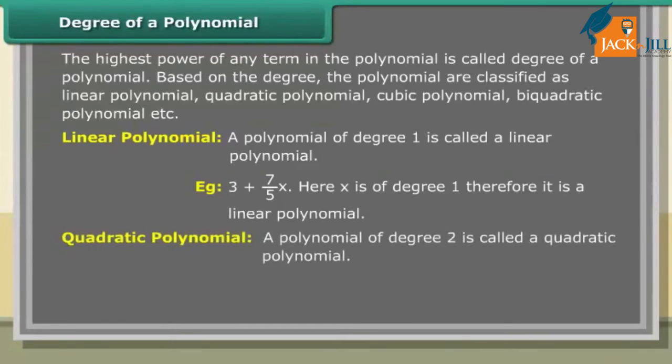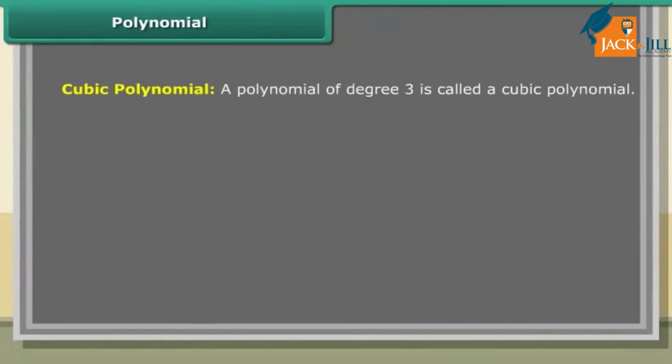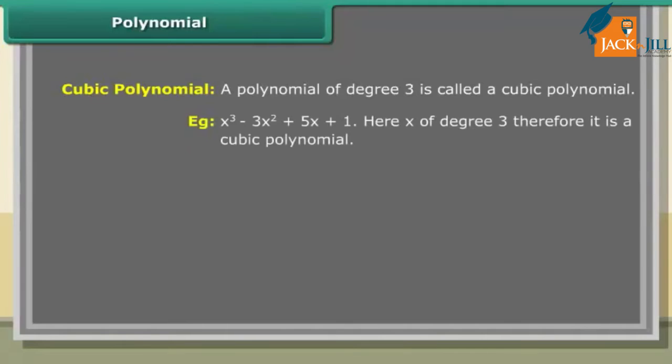Quadratic polynomial. A polynomial of degree 2 is called a quadratic polynomial. Example, x square minus 4x plus 4. Here x is of degree 2, therefore it is called a quadratic polynomial. Cubic polynomial. A polynomial of degree 3 is called a cubic polynomial. Example, x cubed minus 3x square plus 5x plus 1. Here x is of degree 3, therefore it is a cubic polynomial.